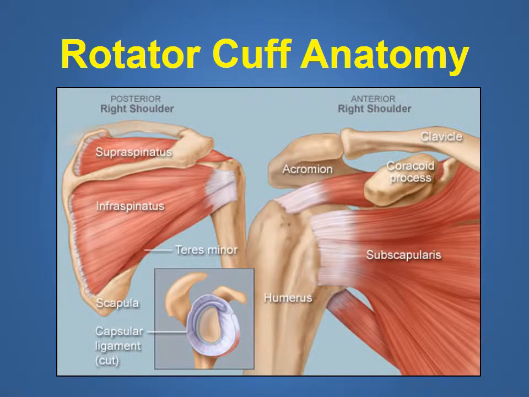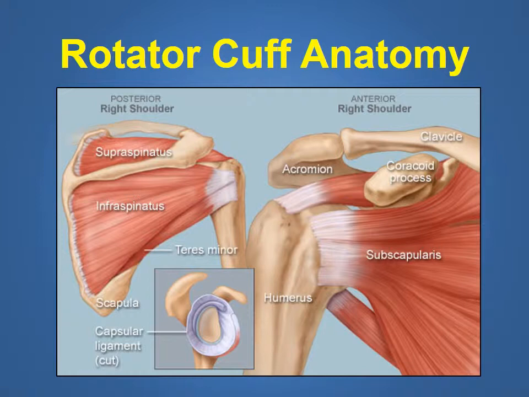The rotator cuff is a series of 4 muscles that surround the shoulder blade and attach to the ball of the ball and socket joint. There is one muscle in front called the subscapularis, one on top called the supraspinatus, and 2 in the back named the infraspinatus and teres minor.